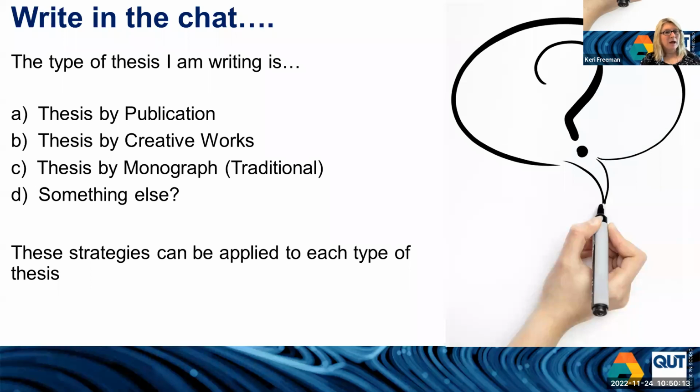So who is doing a thesis by publication, or by creative works, or by monograph? If you want to pop in the chat so we can see the range, because what we're talking about through this whole session would apply to all of these. Okay, we've got a couple of monograph, couple by publication. Yeah, all right, great. So a range, which is always the way, and it's good.